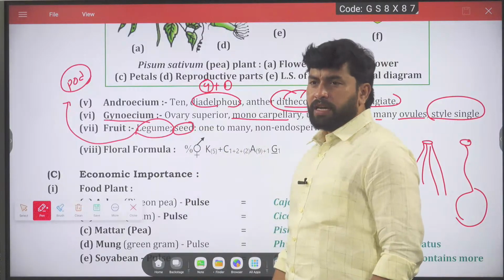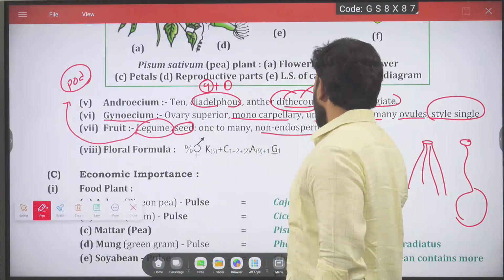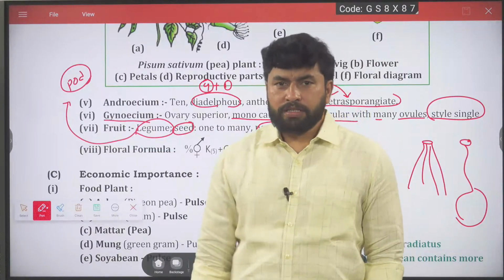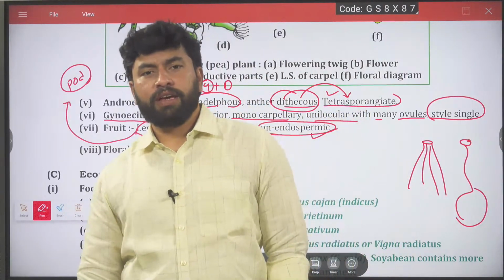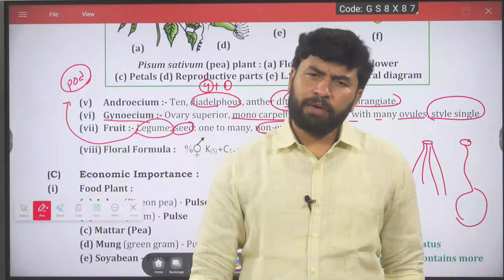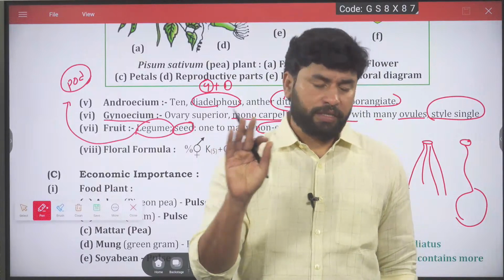Next one, seed. Seed is typical dicotyledonous and non-endospermic. In which family of dicots, as I told you, would an endospermic seed be present? Solanaceae. Remaining all dicots will have non-endospermic seeds.